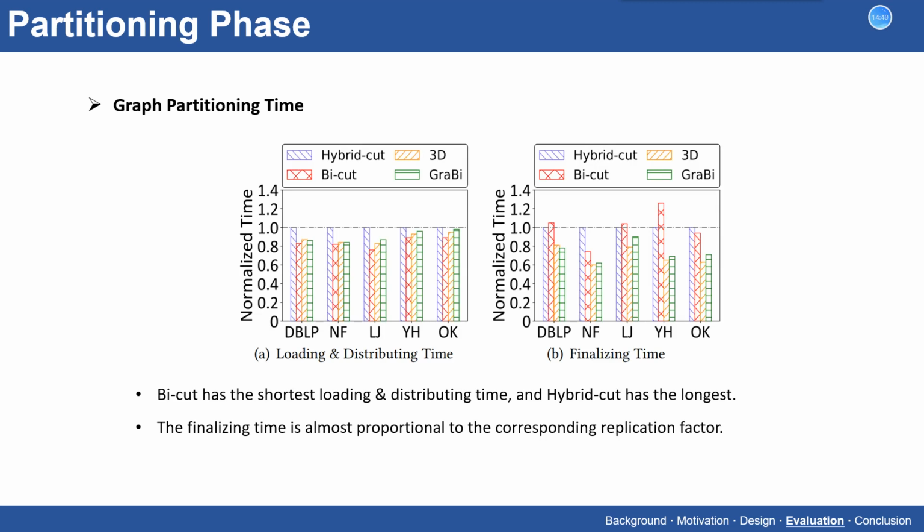The graph partition time includes graph loading and distributing time, as well as the finalizing time. The left figure compares the graph loading and distributing time of the 4 partitioning frameworks. As it shows, BCat has the shortest loading and distributing time, and HybridCat has the longest. The right figure compares the finalizing time of the 4 partitioning frameworks. The finalizing time is almost proportional to the corresponding replication factor. Therefore, the finalizing time of GraBi and the 3D partitioner is much shorter than that of HybridCat and BCat.